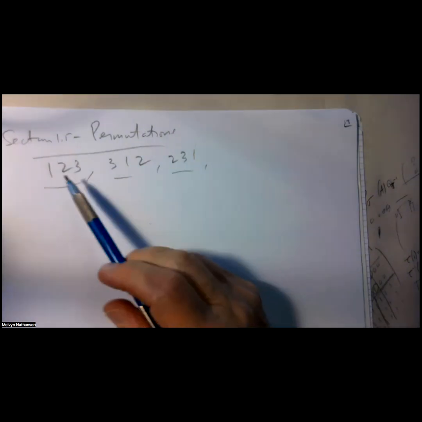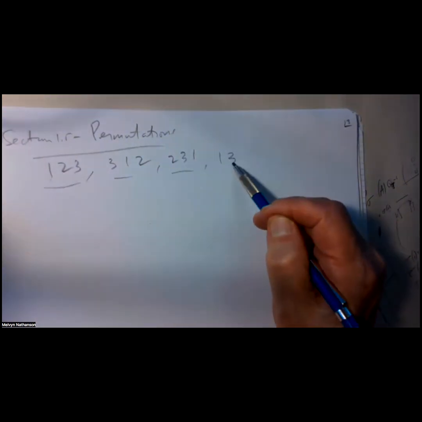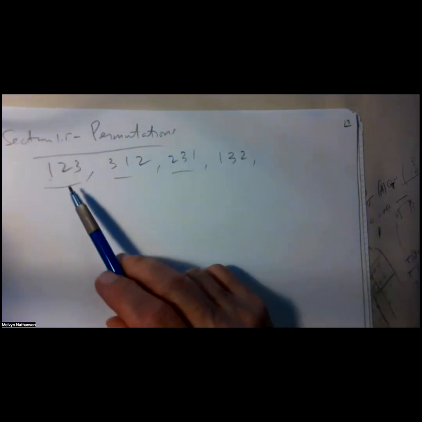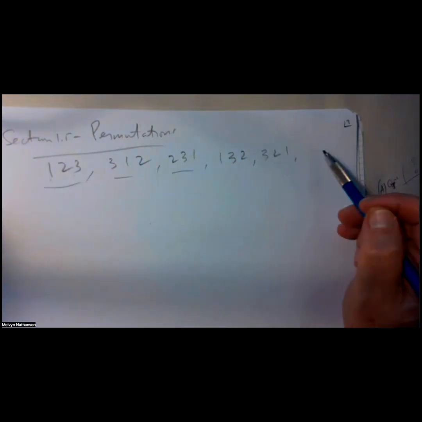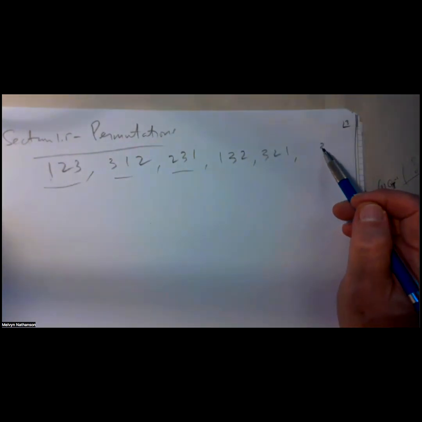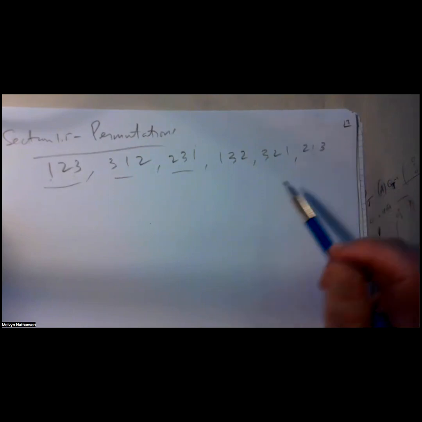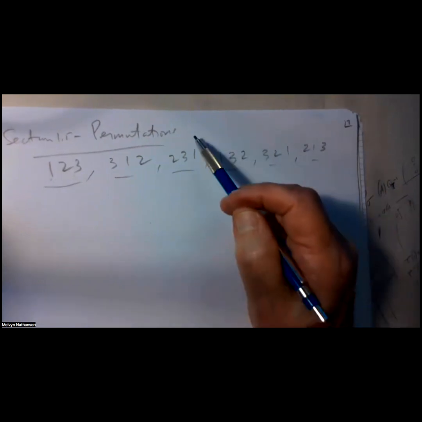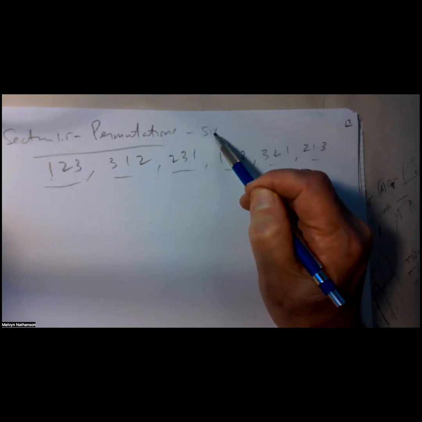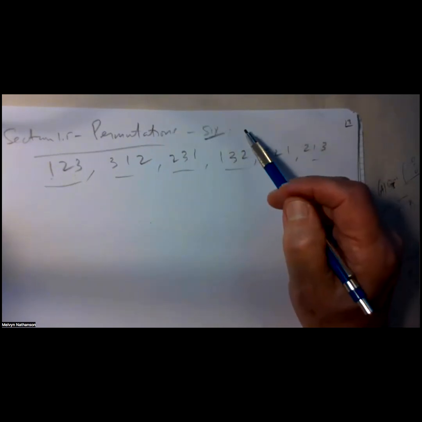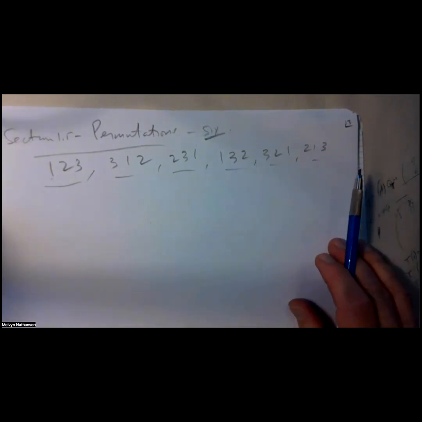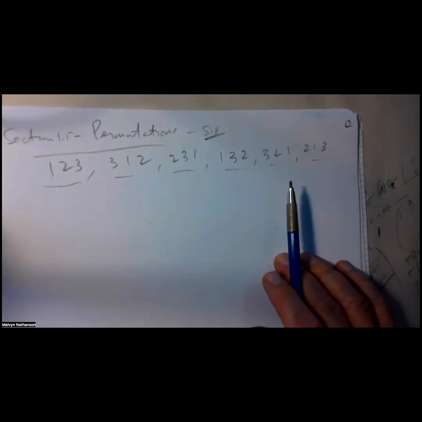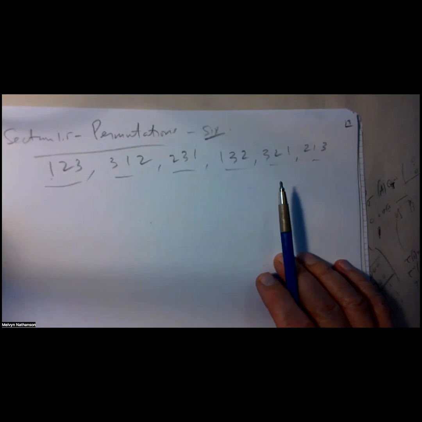Well, you could keep 1 fixed and change 2 and 3. Or you could keep 2 fixed and change 1 and 3. Or you could keep 3 fixed and change 1 and 2. So we see here are 6 permutations of the numbers 1, 2, 3. You can arrange them in these 6 different orders.